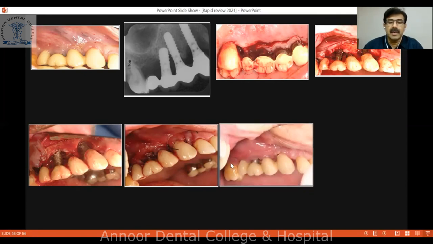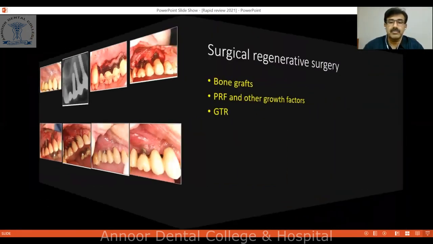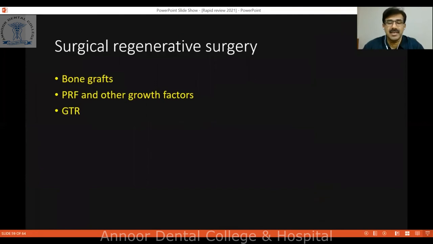And you can see the initial healing, you can see that the interdental space is opened up, but even though those threads are exposed, there's the least amount of plaque accumulation there. Here, the patient can maintain well, and it is well healed. So this is a resective type of osseous surgery where you do implantoplasty and an apically displaced flap. The other one is surgical regenerative therapy.